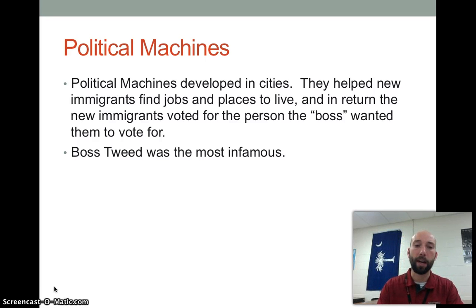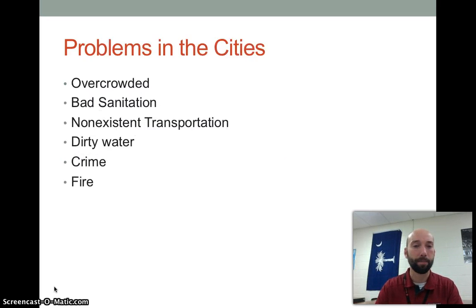The most infamous is Boss Tweed, who basically used a lot of graft to make millions and millions of dollars under the table in New York in the famous Tammany Hall. He defrauds the government of lots and lots of money, which is going to lead to eventually people wanting to change the system because these people get so much power because the immigrants keep voting for them. We'll talk about that more specifically in class.